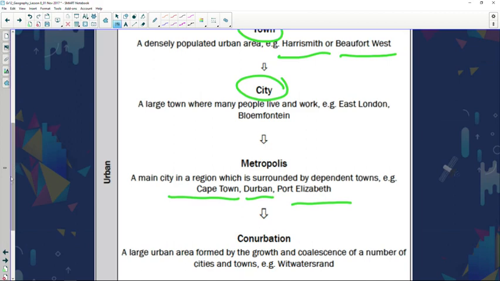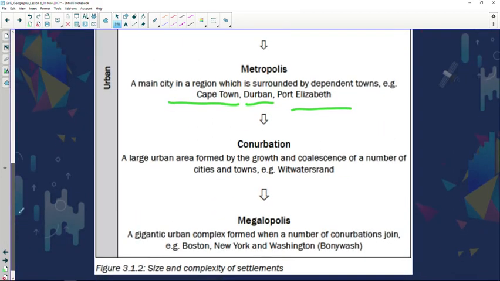Then we got a conurbation. Johannesburg is a very good example of a conurbation. Basically, it's when two cities are next to one another. For example, Johannesburg and Pretoria.